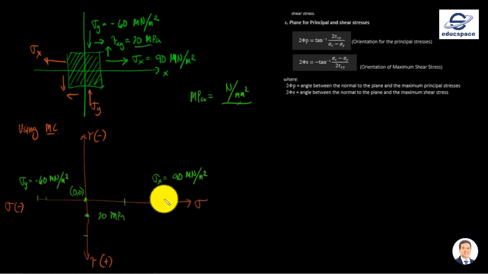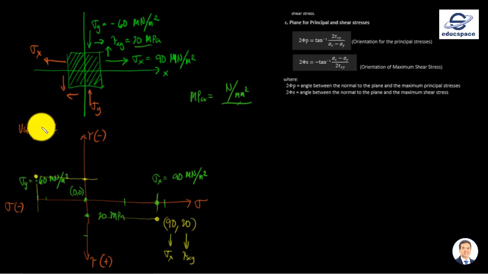So first is meron tayong 90. Ito yung ating first point. This one is 90 and then 20. So this one is the x component. And this one is the shear stress, positive. And then, we have negative 20 megapascal. That is somewhere here. So, pagka kinonect natin, ito yung ating y component. And this one is the negative shear. Then, this point is equivalent to negative 60 and negative 20 megapascal.